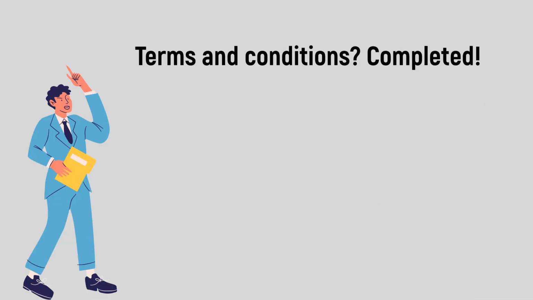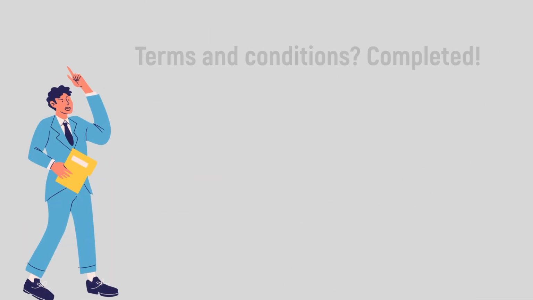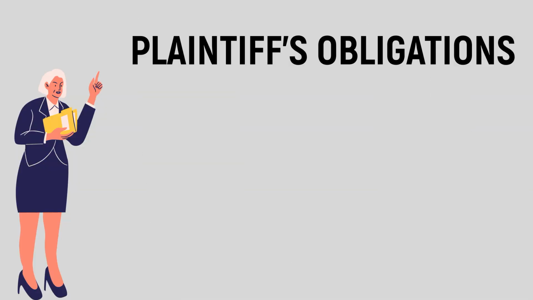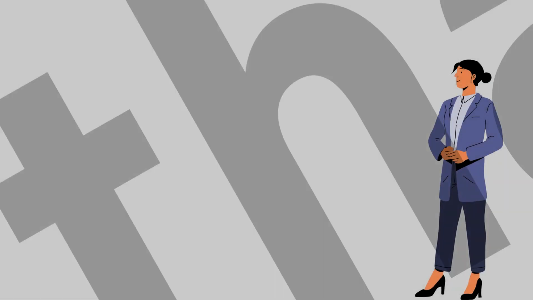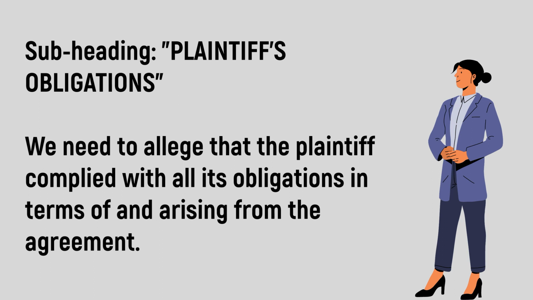And just like that, we have our terms and conditions. Plaintiff's obligations. After we have set out the material terms of the agreement, we need to allege that the plaintiff complied with all its obligations in terms of and arising from the agreement. So, after the final paragraph pertaining to the agreement terms, insert a new subheading called Plaintiff's Obligations.